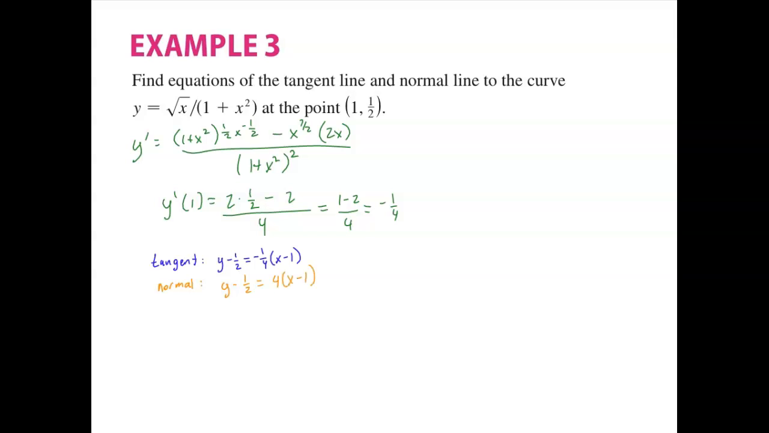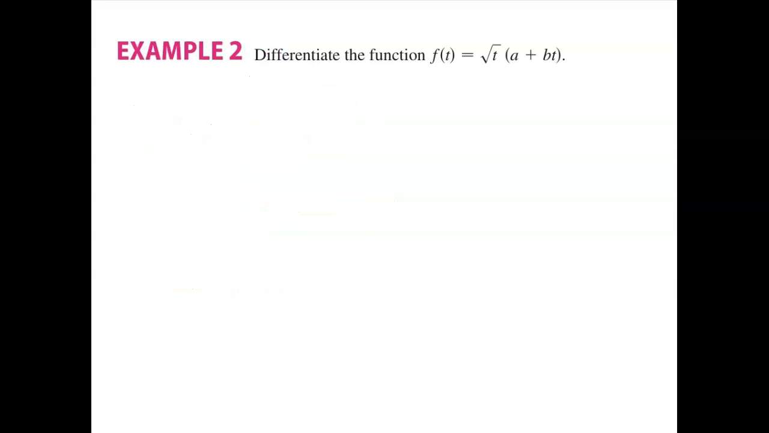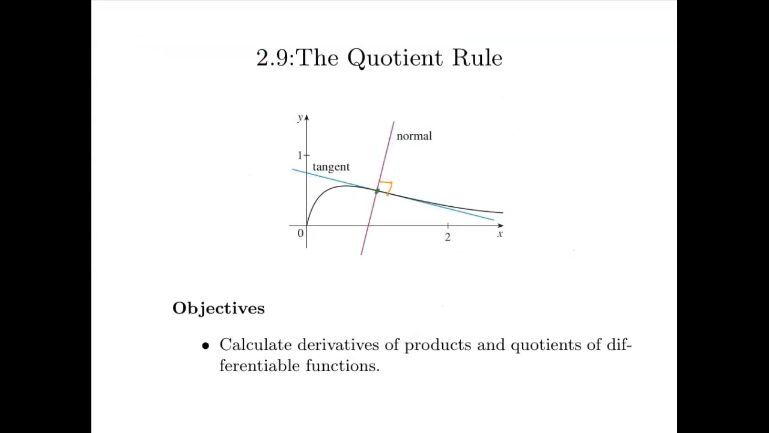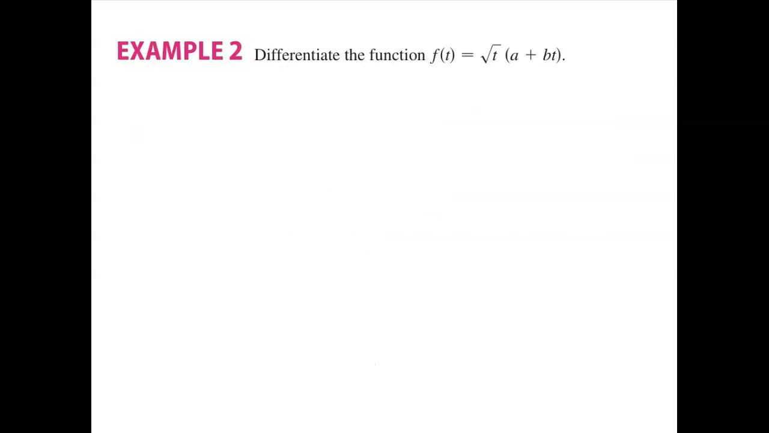The only thing that changes about that note is the slopes are opposite reciprocals of one another. They'll go through that same point of tangency on the graph. And that's it.